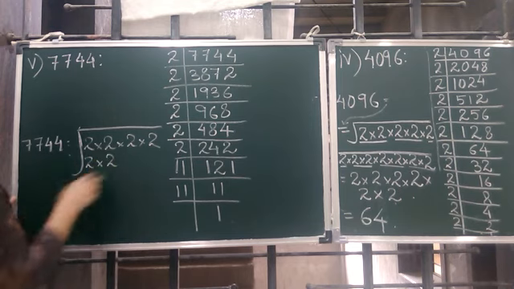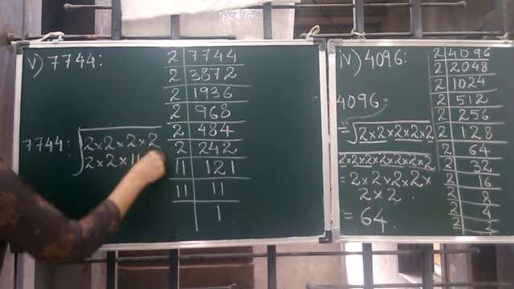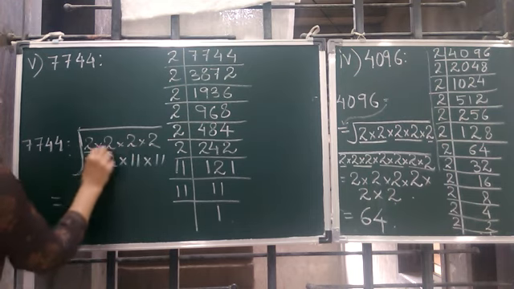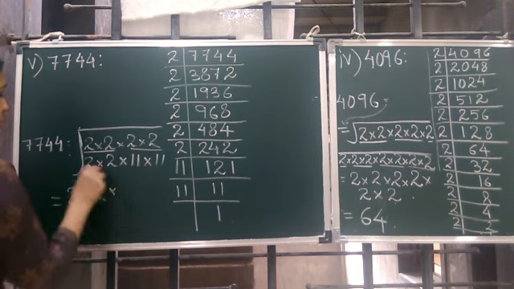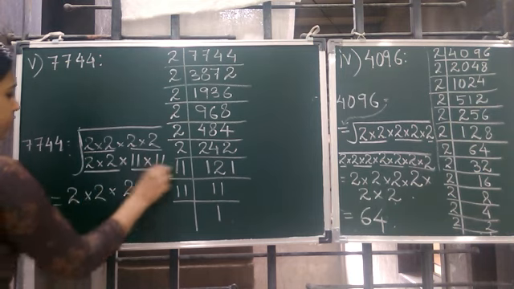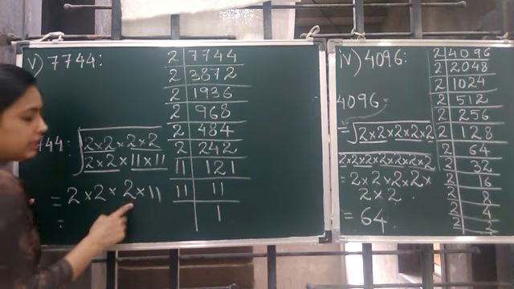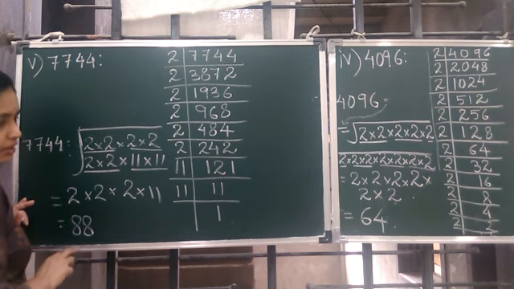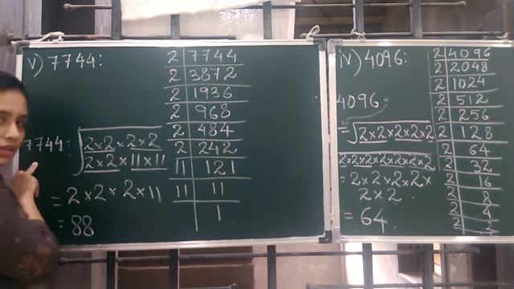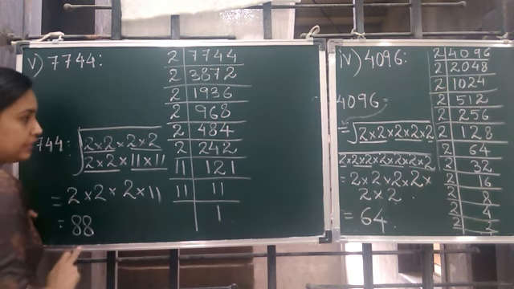I don't have place, so I'm continuing here. Now we take out the pairs. This is the pair, this is the pair, this is the pair, and this is the pair. So 2 2s are 4, 4 2s are 8, 8 11s are 88. That means if you multiply 88 by 88, you will get the answer 7744, or you can say the square root of 7744 is 88.